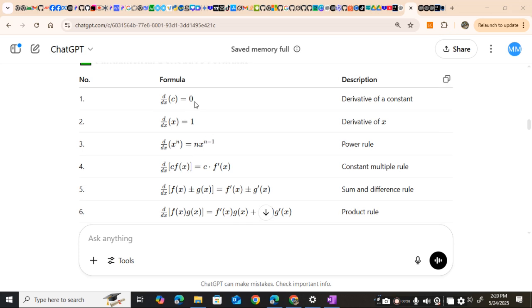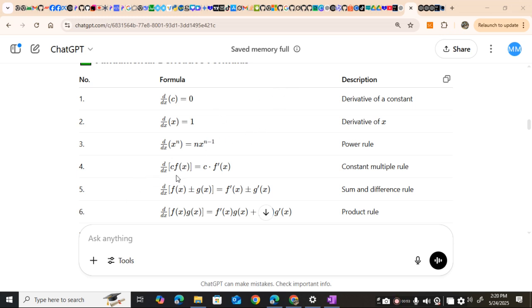The first formula is for a constant, whose derivative is 0. For a variable x, the derivative is 1. And we have a power formula, wherein x is raised to a power n. All we have to do is bring down the n, and then multiply it to x raised to a power n minus 1. So don't forget, the power has to be less by 1.